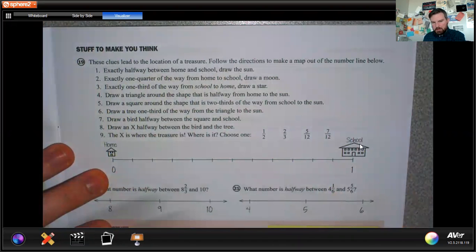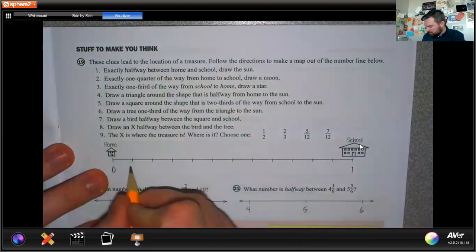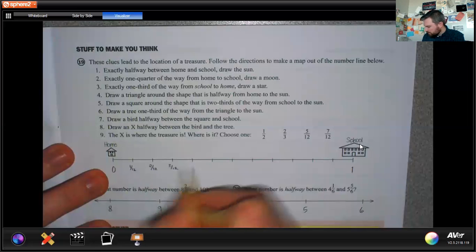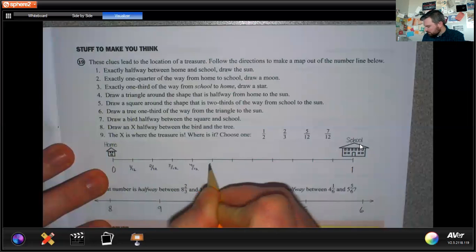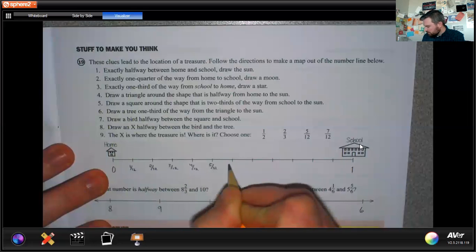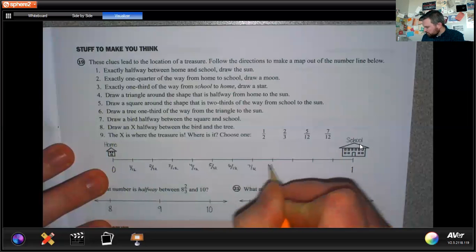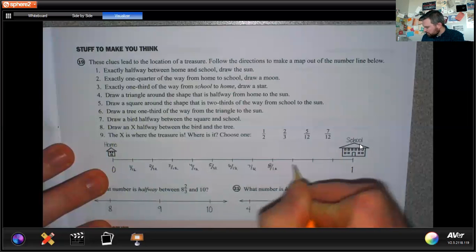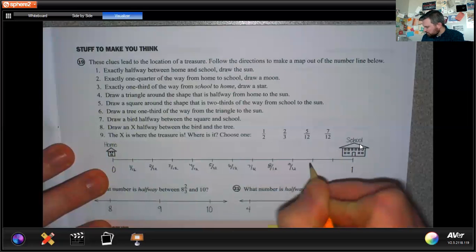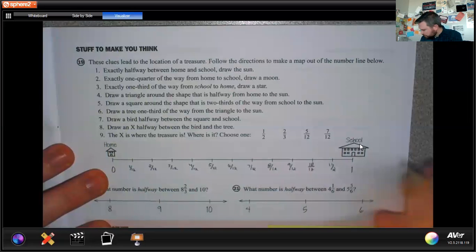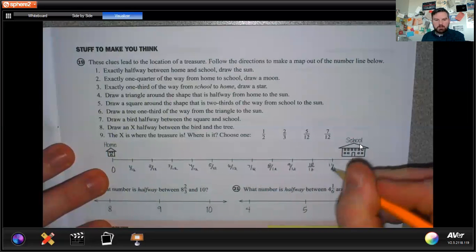So what might be helpful is if we go and label some of these sections. So this is 1 over 12. This is 2 over 12, 3 over 12, 4 over 12, 5 over 12, 6 over 12, 7 over 12, 8 over 12, 9 over 12, 10 over 12, and 11 over 12. Now, these are all in twelfths.